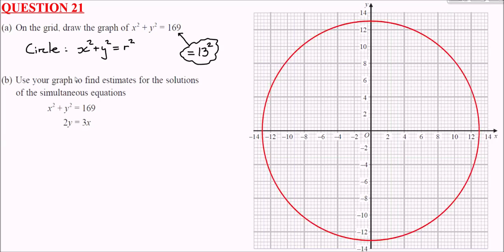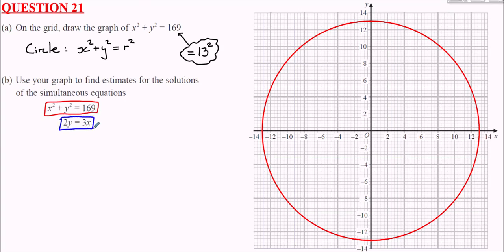Part B, we now need to use this graph to find estimates for the solutions of these simultaneous equations, and it does say use your graph. So don't try and be too clever with the algebra, use the graph as the question says. So we've got the graph of a circle, that's all good. One thing we've not got is the graph of this straight line drawn.